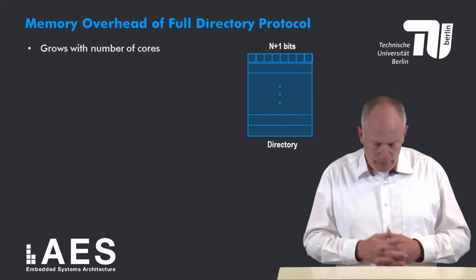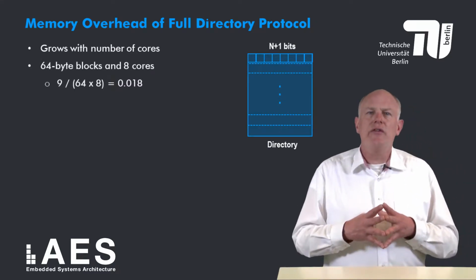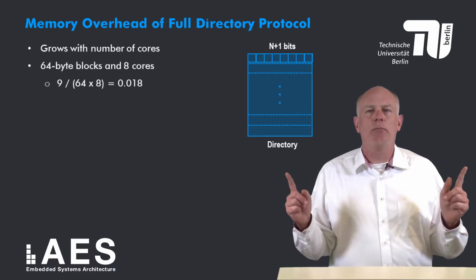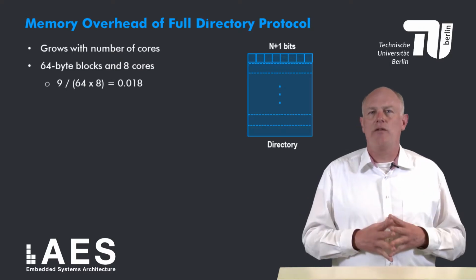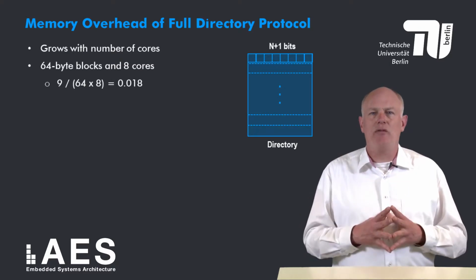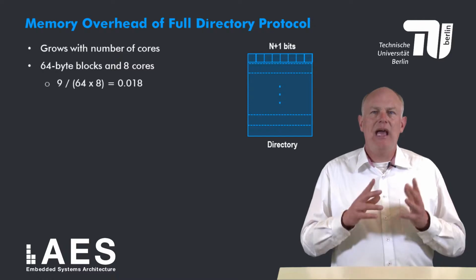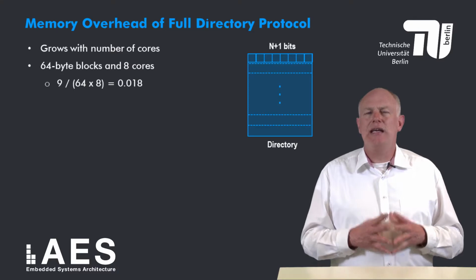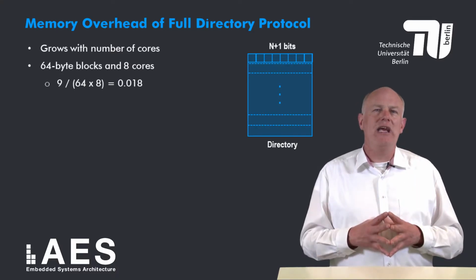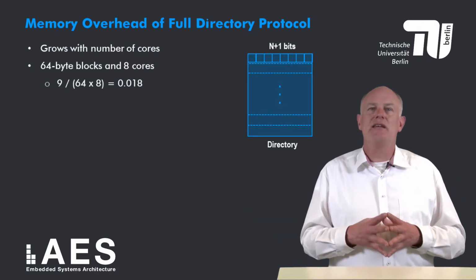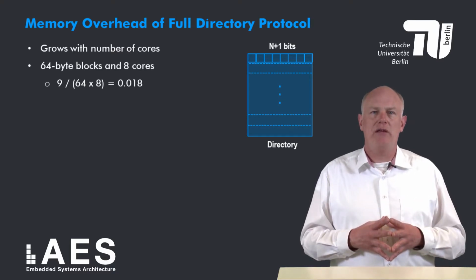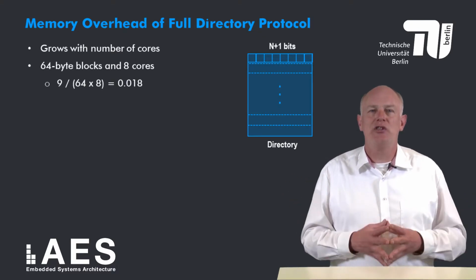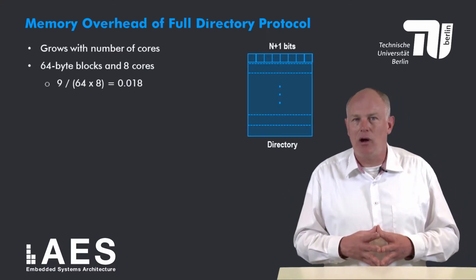Let's consider 2 examples. For the first example, suppose the block size is 64 bytes and that there are 8 cores. Then we need 9 bits for every directory entry, 8 presence flags and 1 dirty bit. So the relative memory overhead is 9 divided by the number of data bits, 64 times 8, which equals 1.8%. This might be considered negligible, even though there is no such thing as negligible in computer architecture.